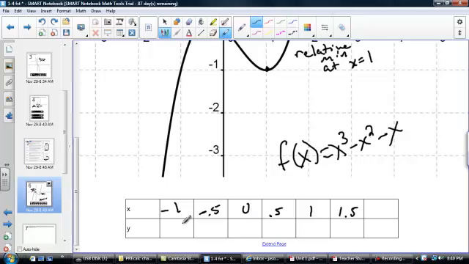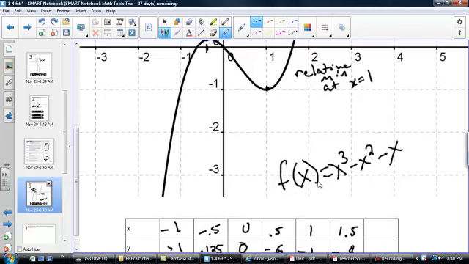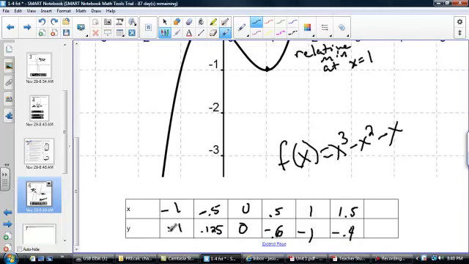So when I plug these values in, I come up with -1. I come up with 0.125, 0, -0.6, -1, and -0.4. Now, when I see this, I'm looking at this. I started at a negative, and I went to a positive, went above 0, and then I came back down to 0. So it looks like I was increasing up to that point, and then I started decreasing again.